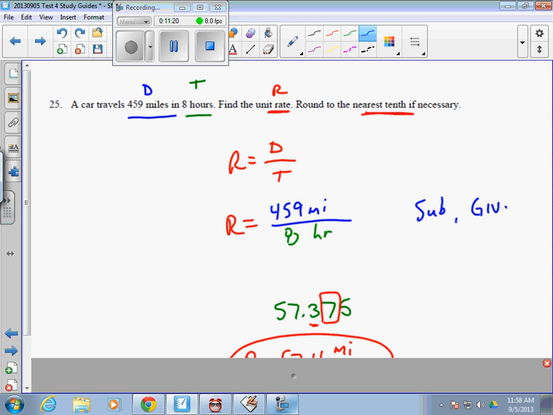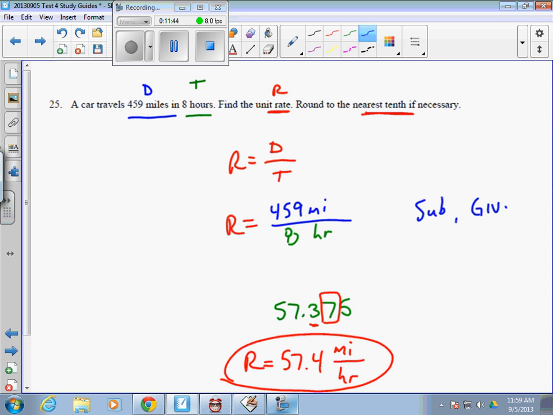The next step, divide 459 by 8 and you get 57.375. It says round to the nearest tenth. So the one right after the decimal is the only digit you want to show, but you've got to look to the number to the right of that, 7. If it's 5 or greater, you want that 3 to go up to 4. If it was 4 or less, you would leave it as 3. So 57, it rounds up to 0.4 miles per hour.